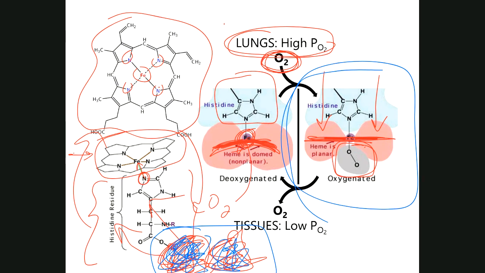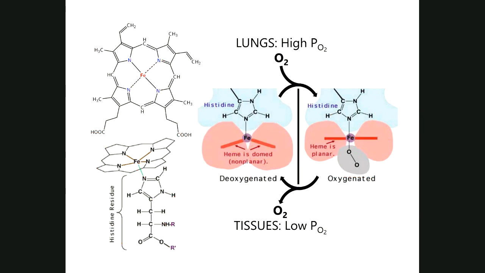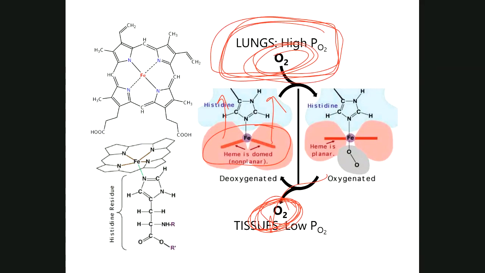And in the tissues is the exact opposite. That's what's on the bottom. In the tissues, oxygen is released, gone. Now this is back to the dome shape. This is now restored back to its original shape. And that gets progressively transmitted to the other subunits and so on and so forth. So with every gain, the next gain is easier. With every loss, the next loss is easier. So this is critically important in the lungs because the more you have, the easier it is to get it. In the tissues, the more you let go, the more you're able to deliver. And that's what the tissues need.